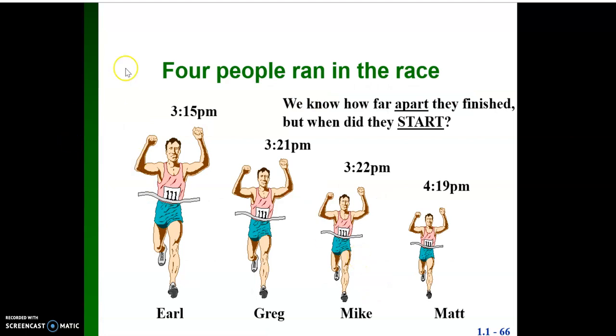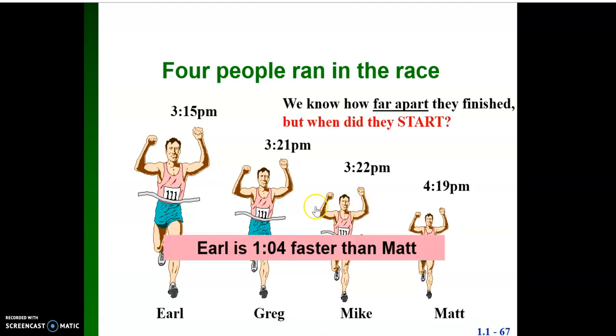The same example: four people ran in a race. This time, no name, no ranking. We only talk about the time they finished. Of course, we can talk about the difference between the players, but we don't know how fast one can go compared to the other one. Because of that, this particular example goes under the interval level of measurement. We can only talk about E being 1.04 faster than M. That is what goes under the interval level of measurement.